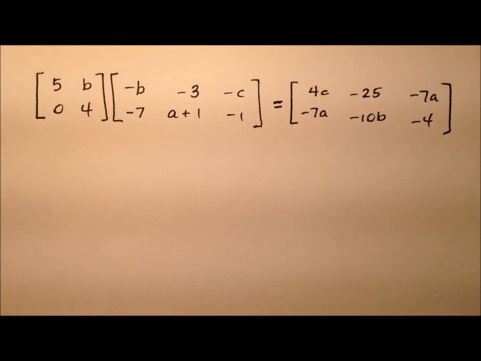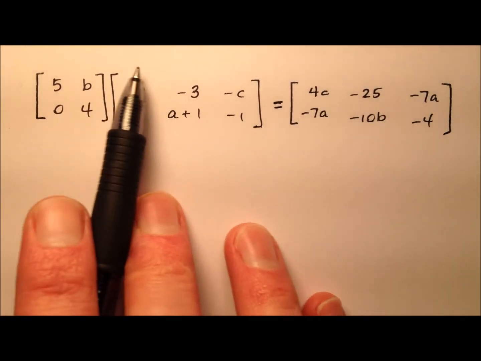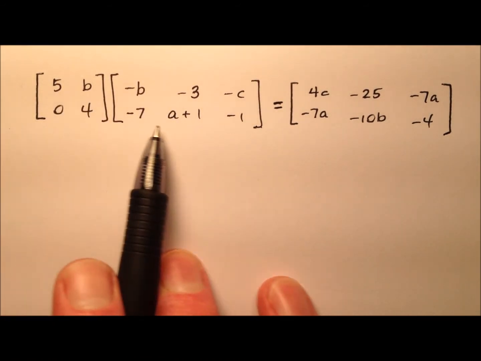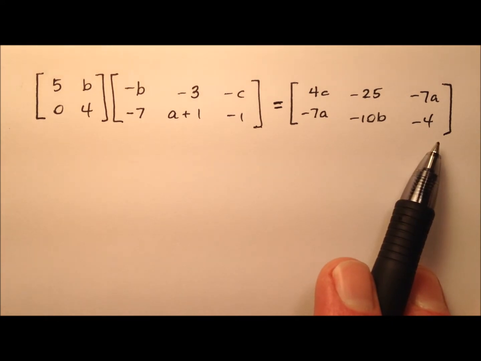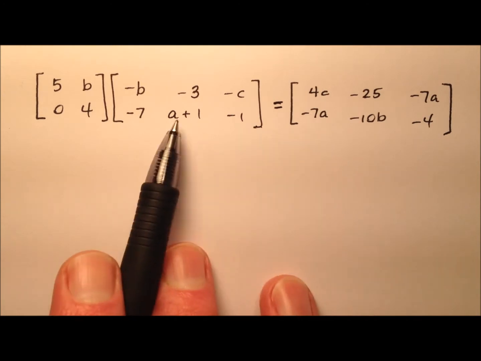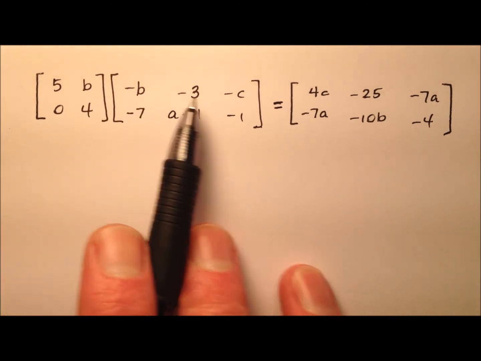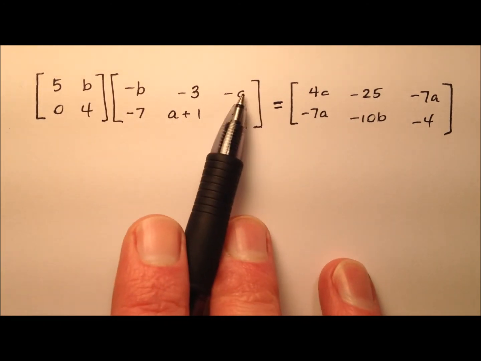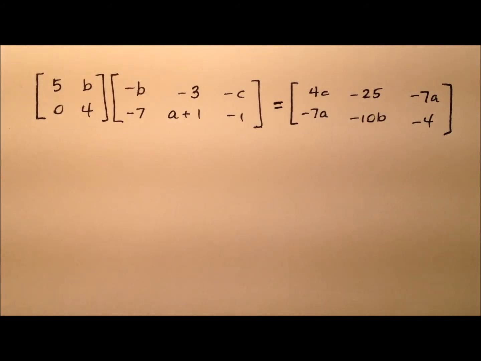In this example, it looks like we have ourselves a little bit of matrix multiplication with a matrix equation as well. And it looks like we have variables A, that happens a couple of places. We have B here and here and here. We have C here and here.